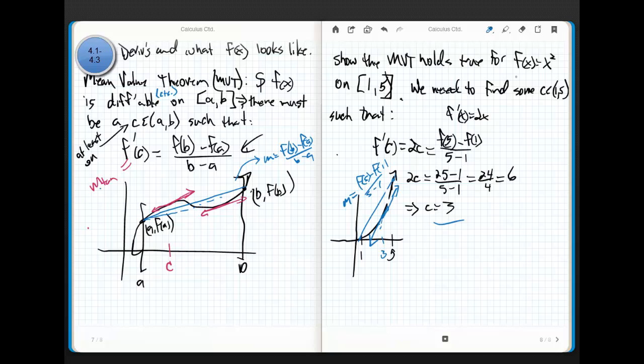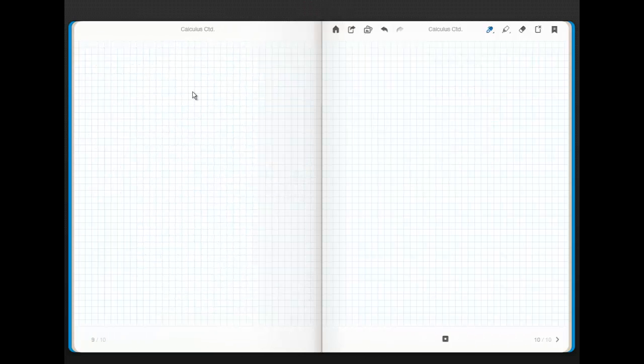When you're dealing with mean value theorem, take the derivative. It's the first thing you're going to do. Plug c into it, find the slope of the secant line, and then solve for the value of c that makes the derivative at c and the secant line equal. Done. Really, really simple. Okay? All right, let's move on.